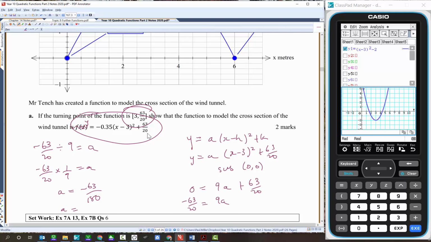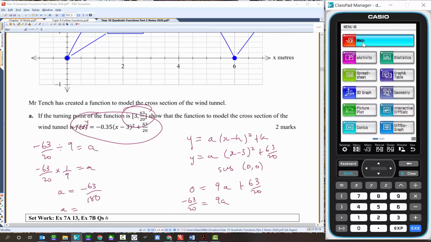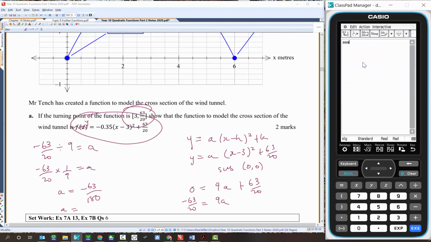A is equal to, now let's just go over to the calculator and see what that number is. That's going to be -63 on 180, and we'll go into decimal. And surprise, surprise, it's this value here. So a is equal to, we're allowed to actually just write that, -0.35. So they're the same thing. We can use the calculator to do that. Therefore, our function or equation in Year 10, we'll call it, is y equals -0.35(x take 3) all squared plus 63 on 20, which is what we were supposed to show.